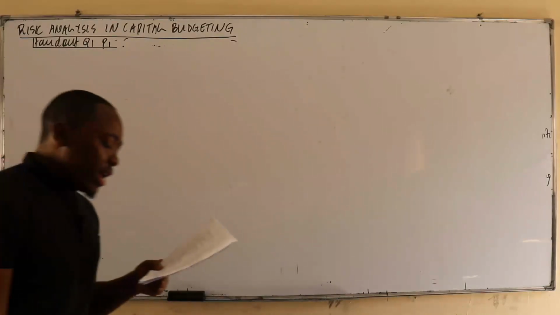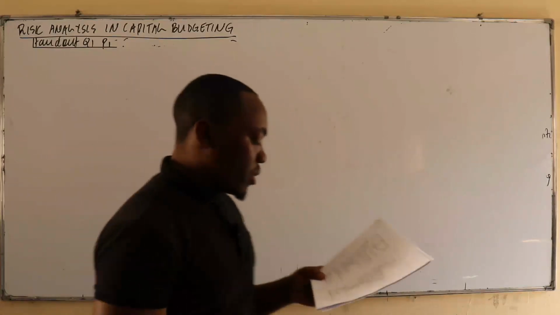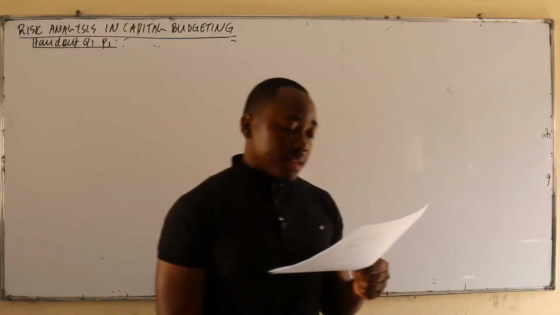And you're told to consider a 5-year project whose initial investment is 120 million. The annual cash flows to be generated by the project are estimated using probabilities as follows.